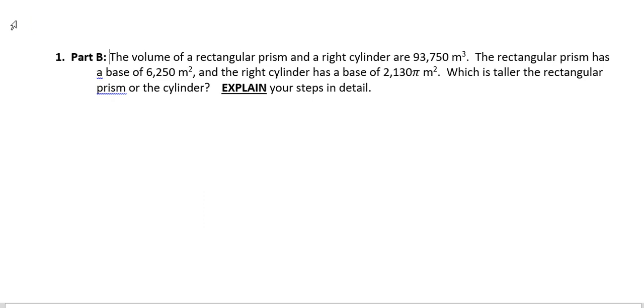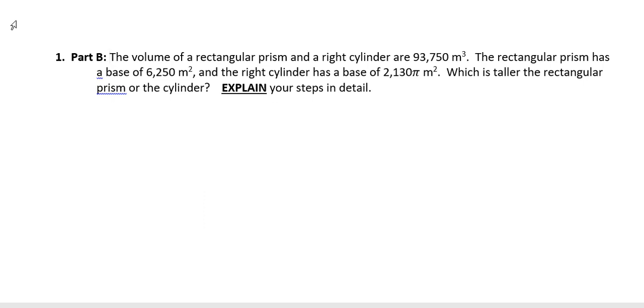Number 1, part B, says the volume of a rectangular prism and a right cylinder are 93,750 meters cubed. The rectangular prism has a base of 6,250 meters squared. The right cylinder has a base of 2,130 pi meters squared. Which is taller, the rectangular prism or the cylinder?